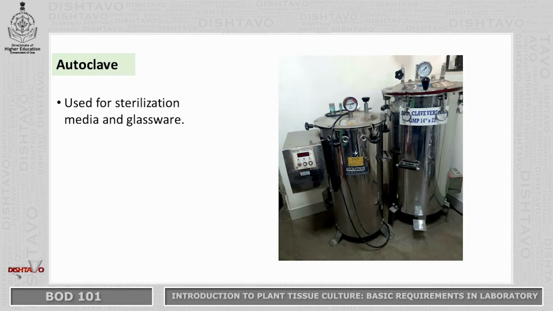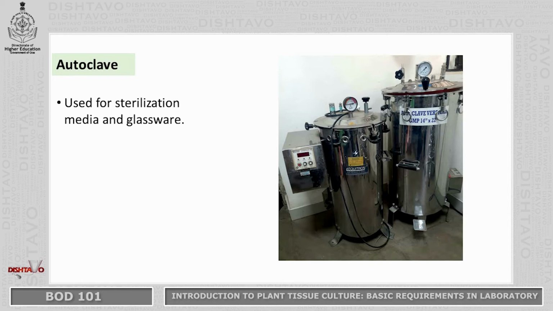Next we have the autoclave. This is one of the most important equipment which is used. This is used for sterilization of media and glasswares. The autoclave works on a similar principle as a pressure cooker. The steam or the moist heat which is generated inside this equipment helps to kill all the microbes, thus giving us a proper sterilization process. These glasswares are further used to prepare media and for other transfer work.